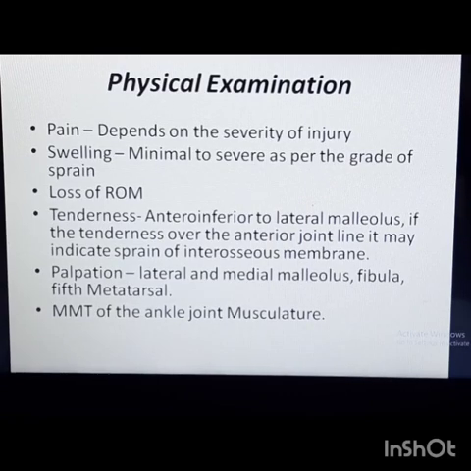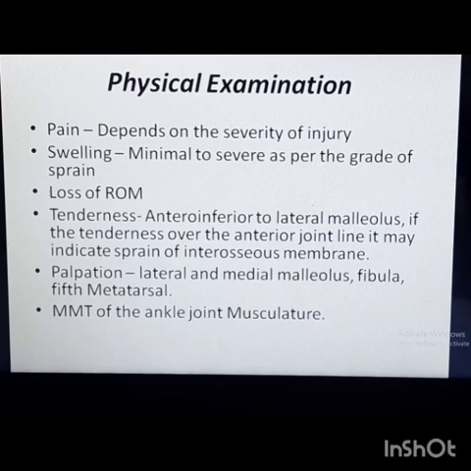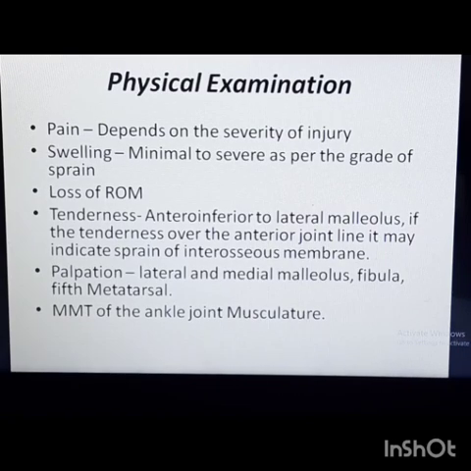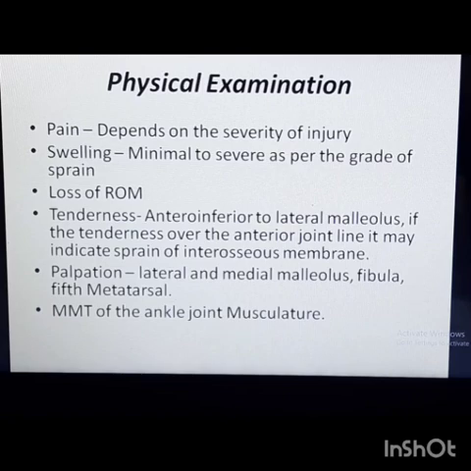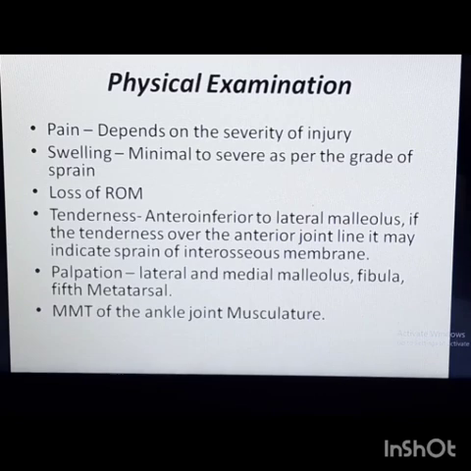Tenderness. Normally in a lateral ankle sprain, the tenderness is anteroinferior to the lateral malleolus. If the tenderness is over the anterior joint line, it may indicate a sprain of the interosseous membrane. Basically the inferior tibiofibular joint gets strained, meaning the anterior tibiofibular ligament must have been injured, indicating pain of the inferior tibiofibular joint.